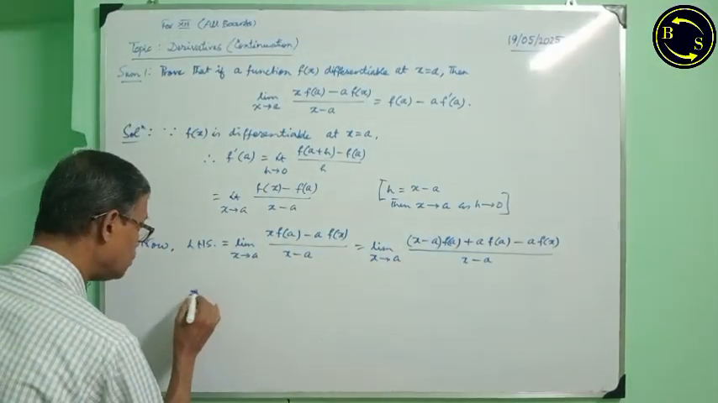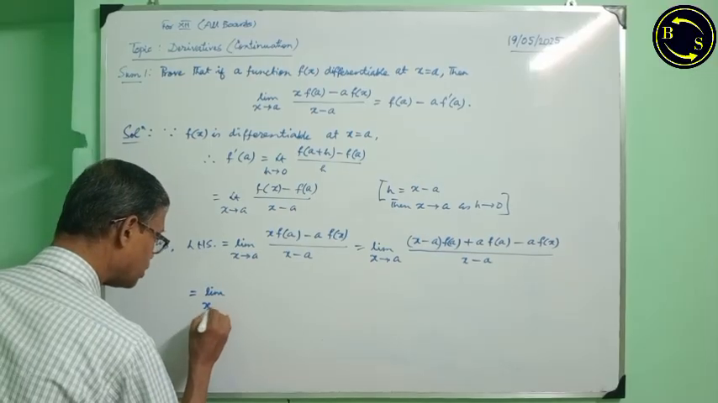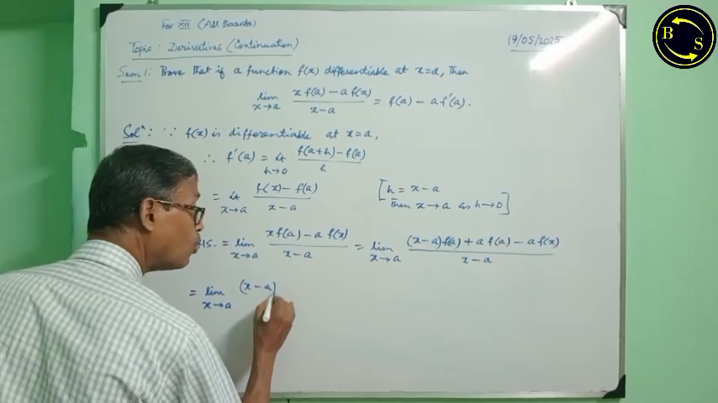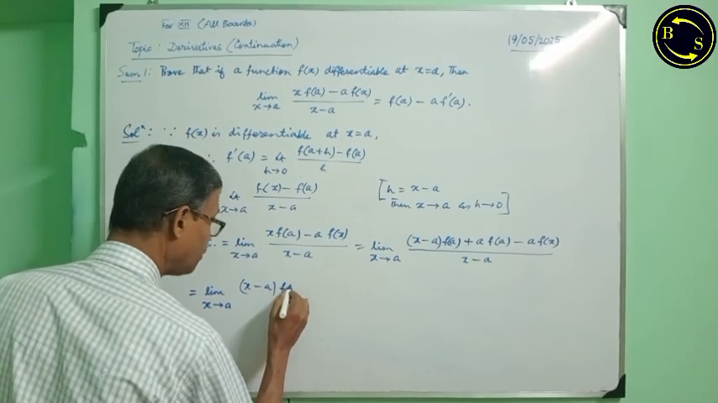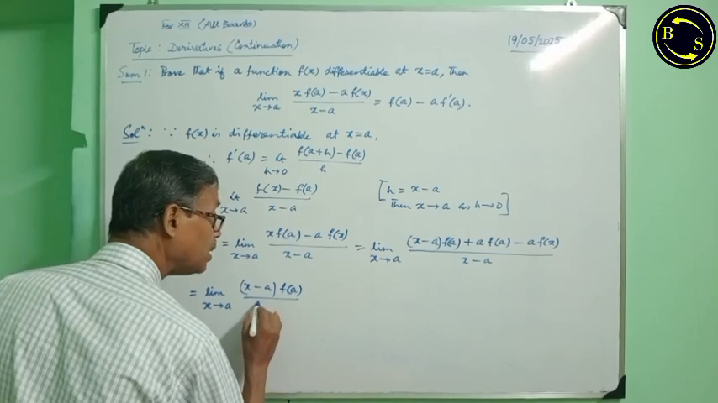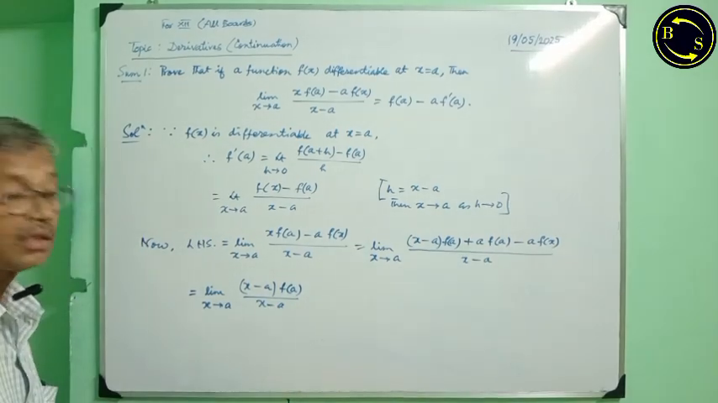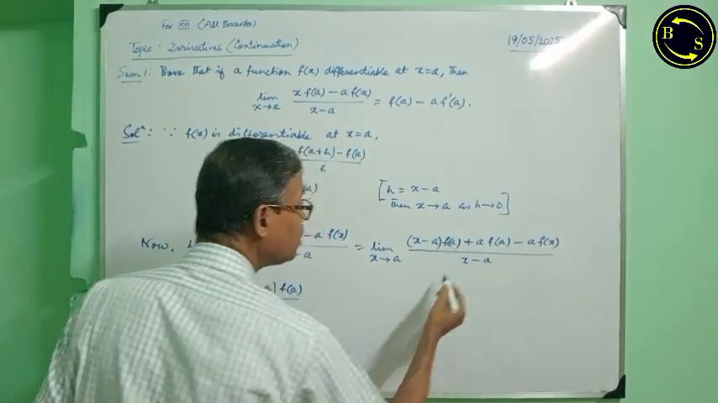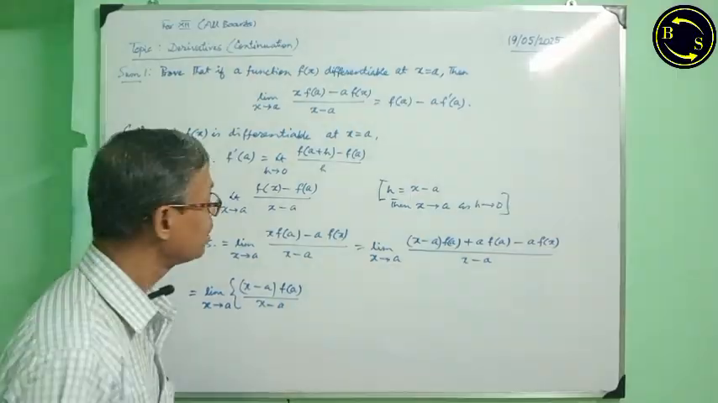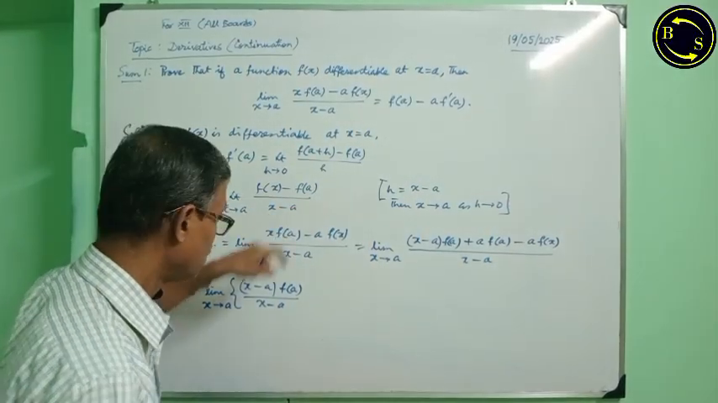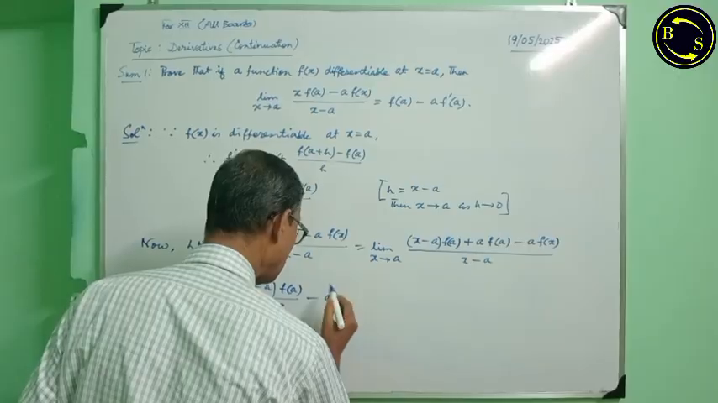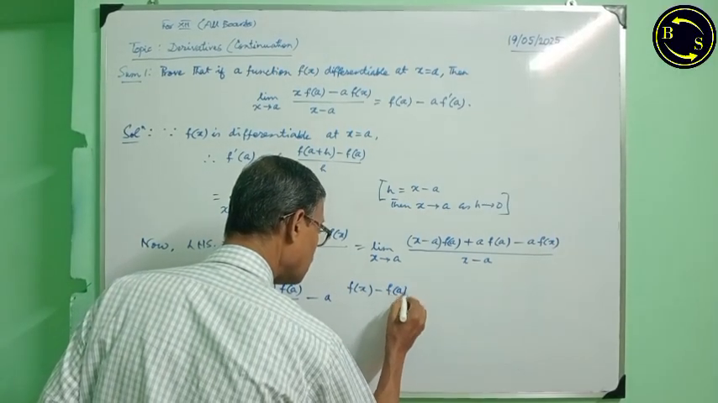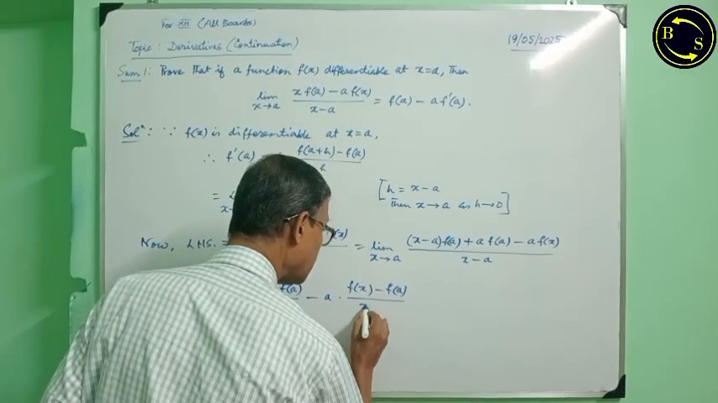Now limit x tends to a, x minus a whole into fa divided by x minus a. Applying distributive law. Then from it, if I take minus a common factor, then I get fx minus fa. For that, minus a into fx minus fa divided by x minus a.